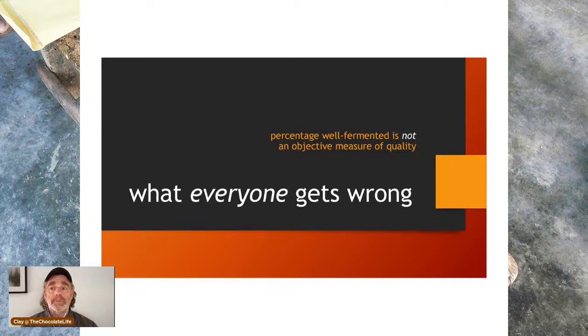Then you're also looking at the cut test for, okay, is there any obvious insect damage? Is there any mold? Is there any mildew? Is there obvious damage which might have come through from shipment, right?